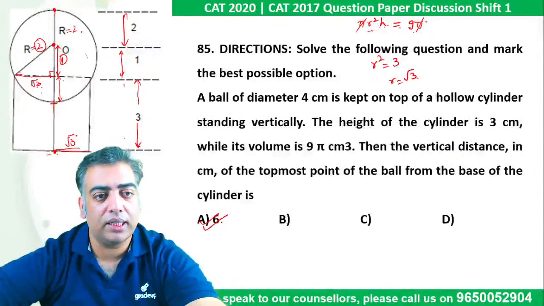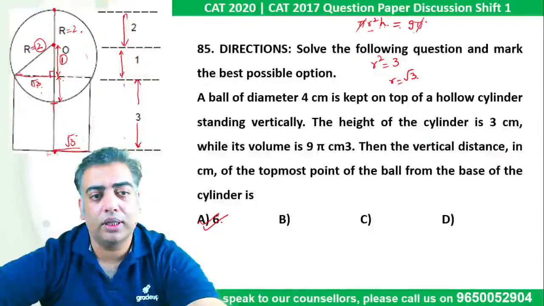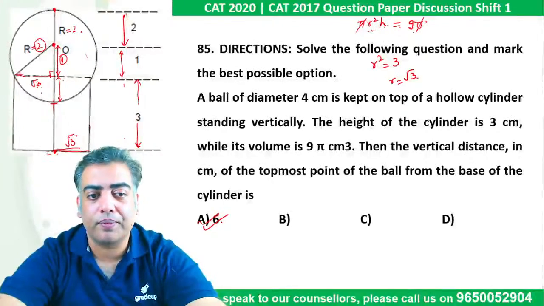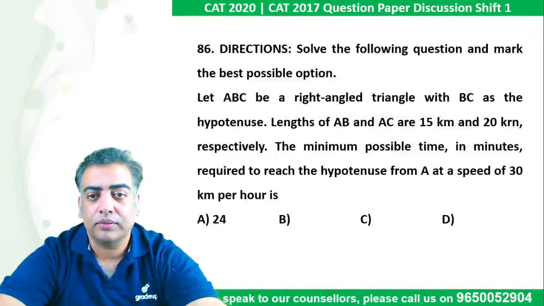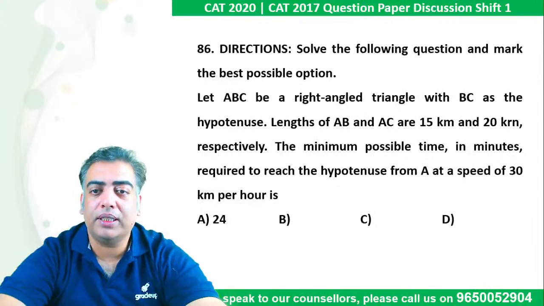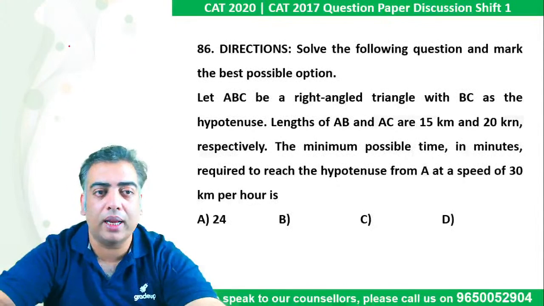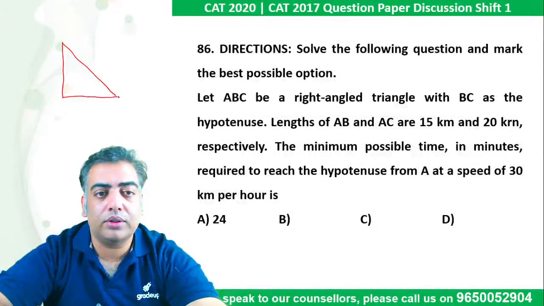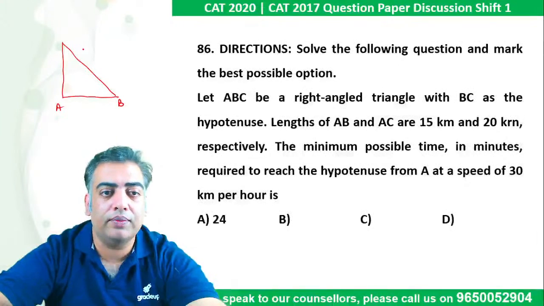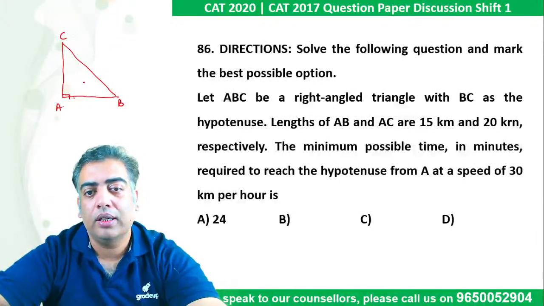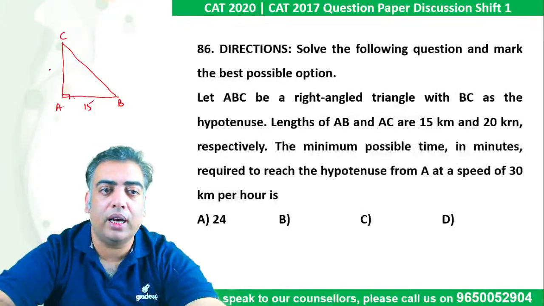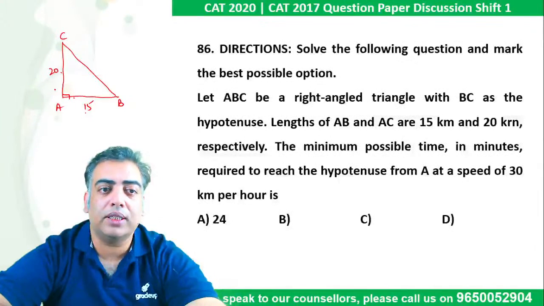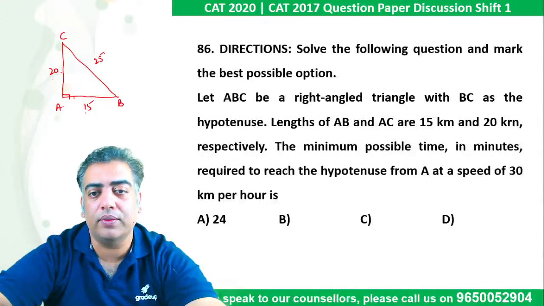So I have mentioned each and everything on the graph diagram itself so that we can pick each and everything quickly. Okay, so here it says, let ABC be a right angle triangle with BC as hypotenuse. So BC is the hypotenuse, so A will be angle 90. Lengths AB and AC are 15 and 20 kilometer respectively. So in right angle triangle, if this is 15, this is 20, this comes out to be 25.